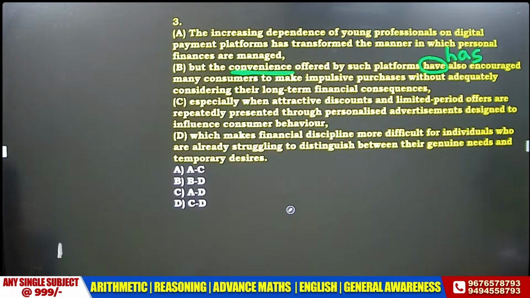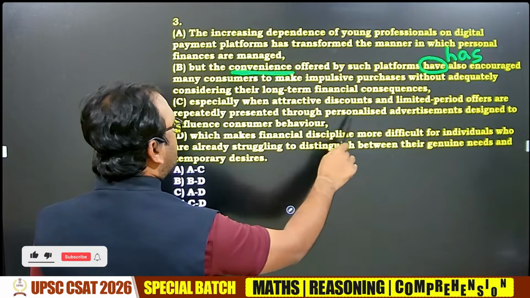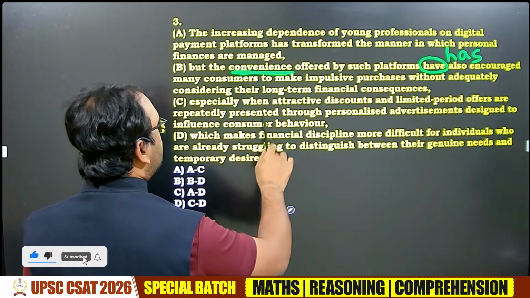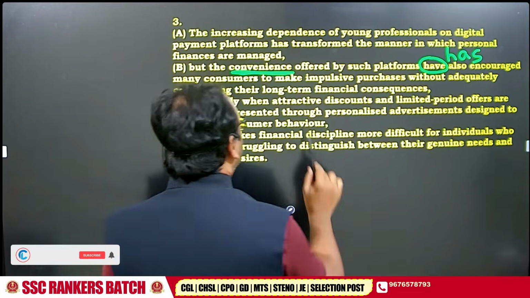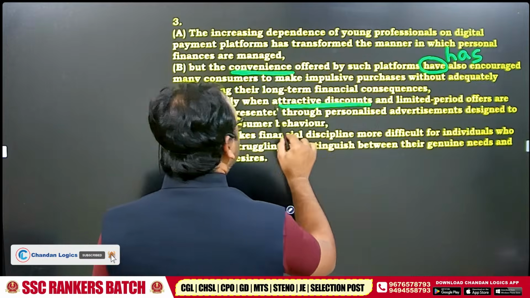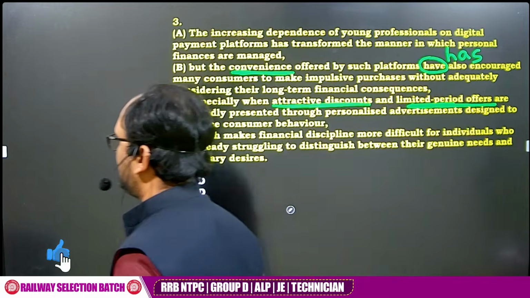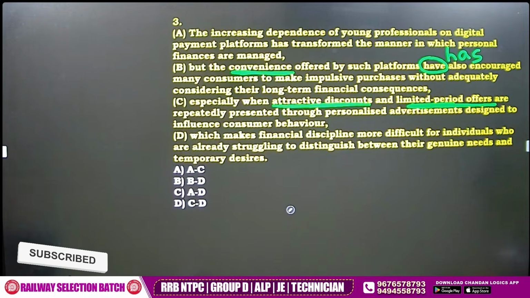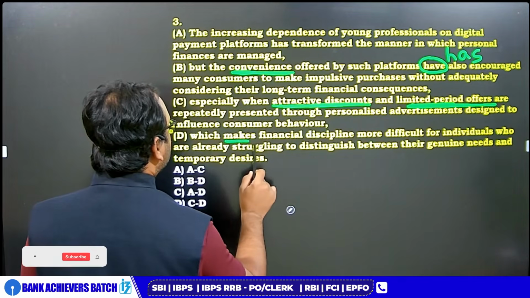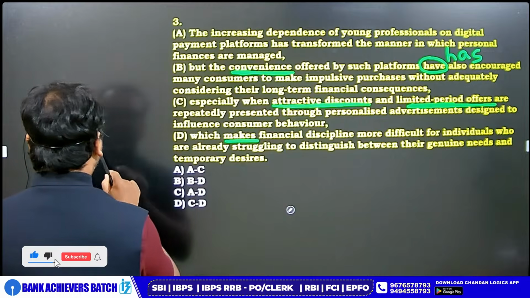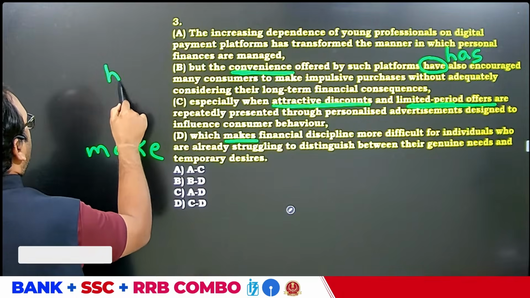There is one more problem. Especially when attractive discounts and limited period offers are repeatedly presented through personal advertisements designed to influence consumer behavior. So attractive discounts, limited period offers, this is a plural subject. So you can't use makes here. You have to use make.